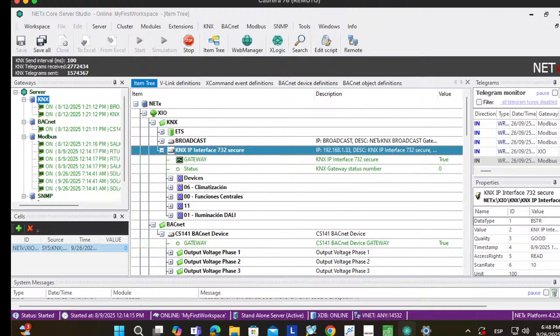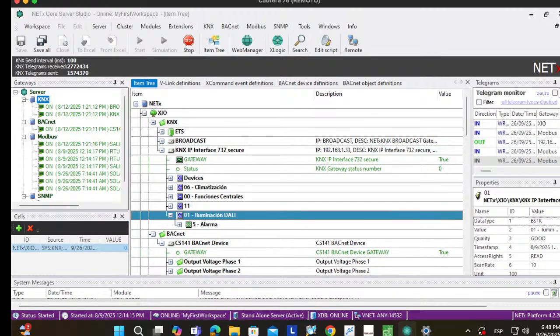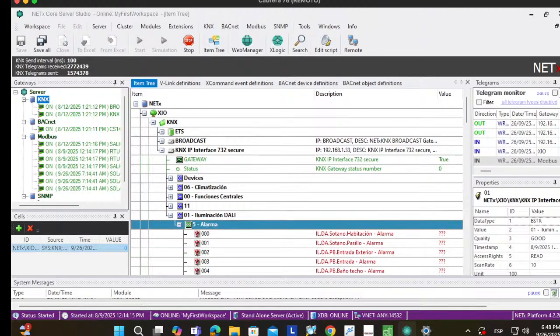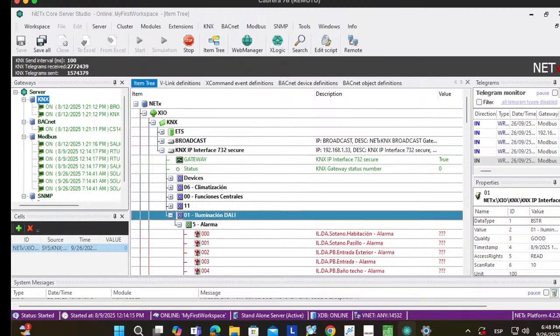And I can get all these group addresses from the KNX project. No, I need to type them. I need to import the ETS project. Depending on the BMS, you may import the KNX ETS project into the BMS, or you need to type the group addresses manually. It depends on the BMS.